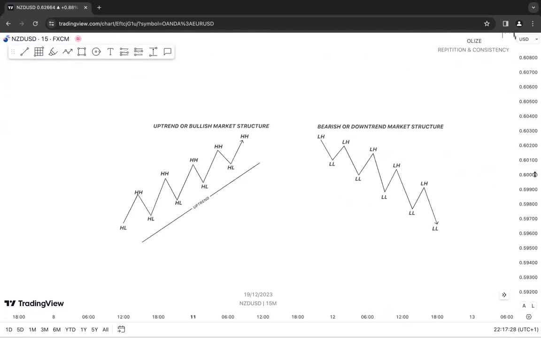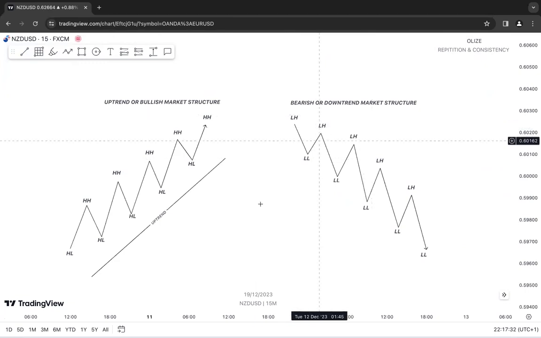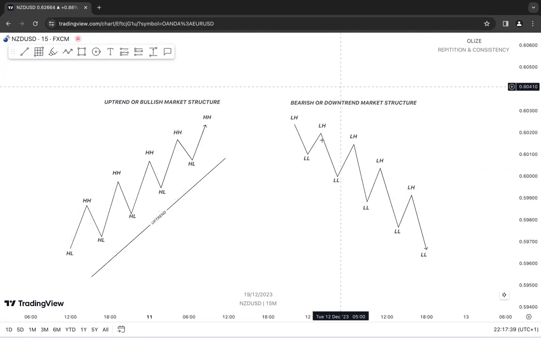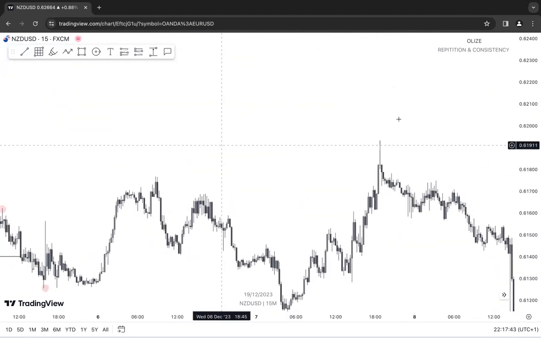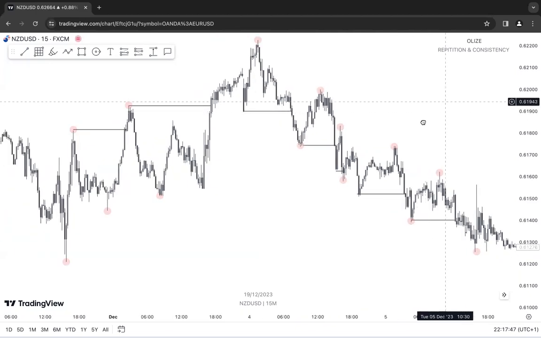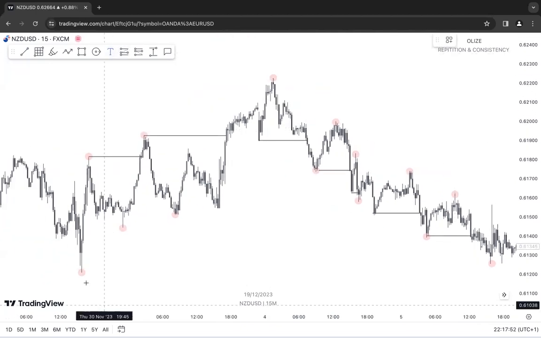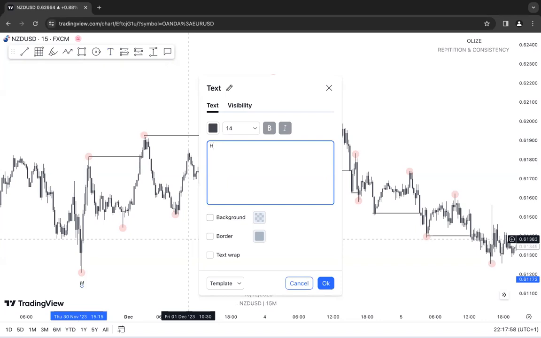So I'm having my two market structures here, both the uptrend and downtrend, which involve price creating a series of what? Higher highs and higher lows. That's for the uptrend; lower lows and lower highs for the downtrend. So let's mark them out on the charts. So this guy here is what? Anyone?